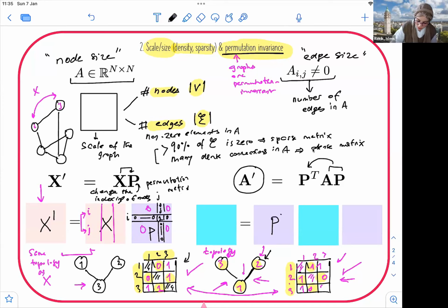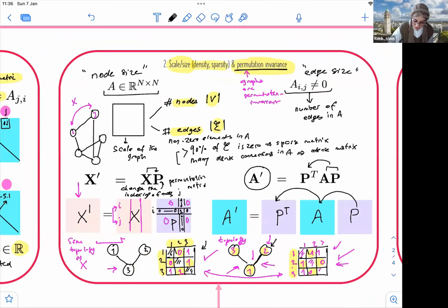So this is P transpose. We're transposing the permutation matrix, so we're applying it here. We're indexing and re-indexing back again. So with this permutation, we should get an A prime, and this allows us to restore the matrix, okay? So now let's move next.